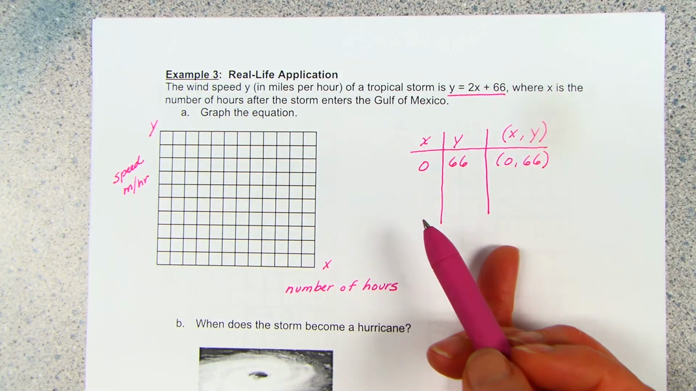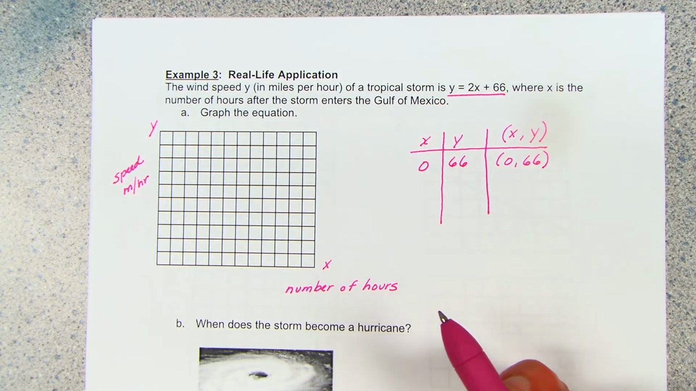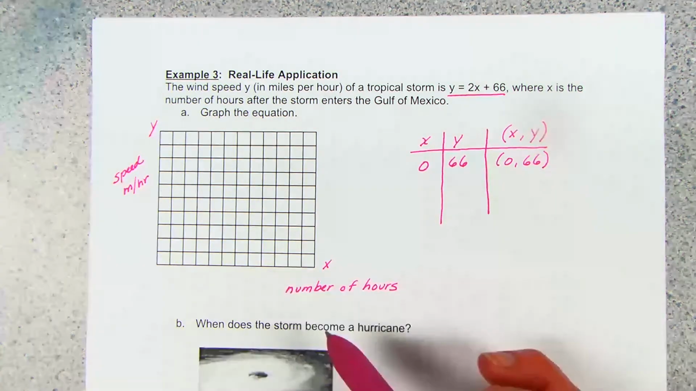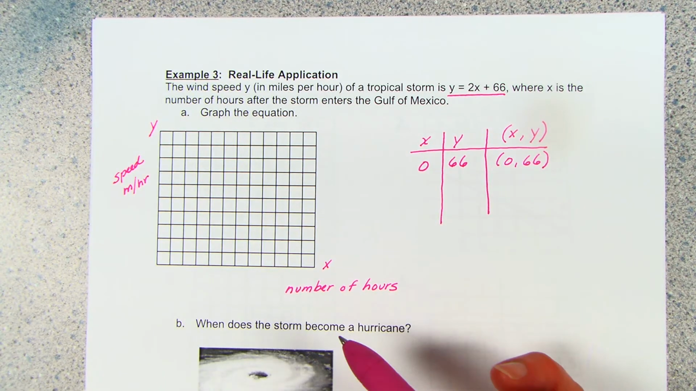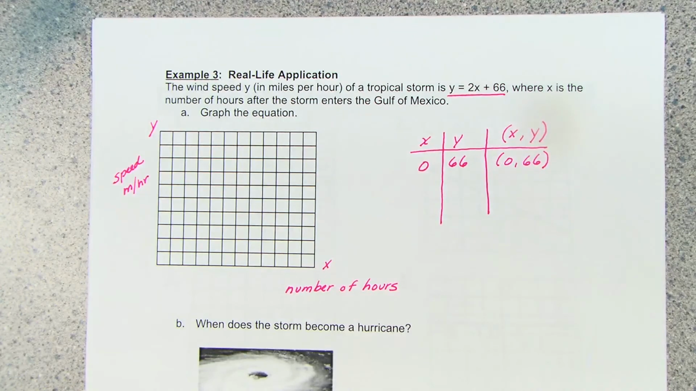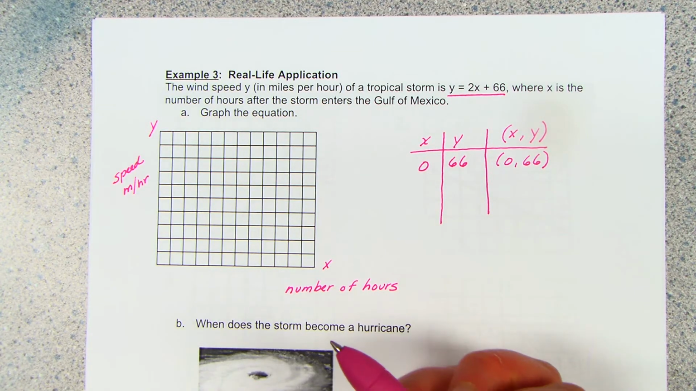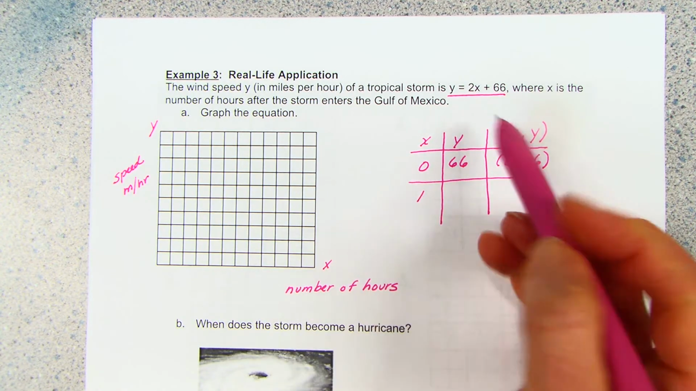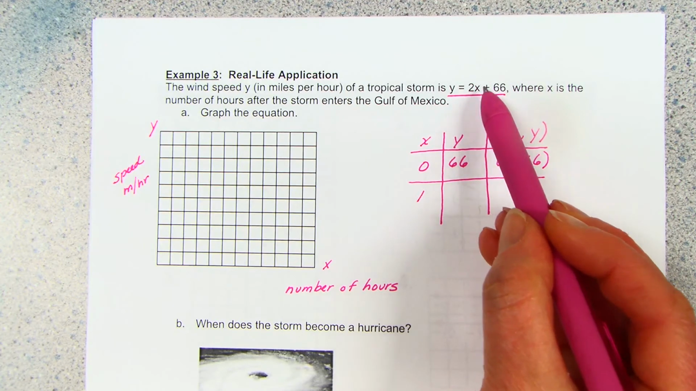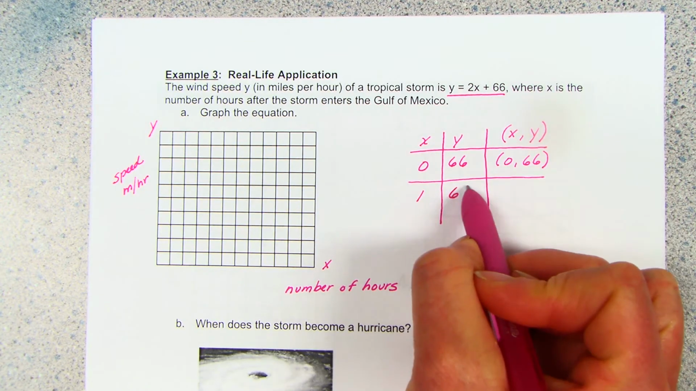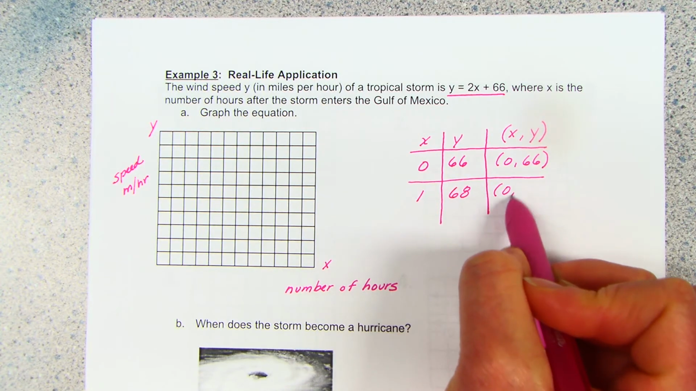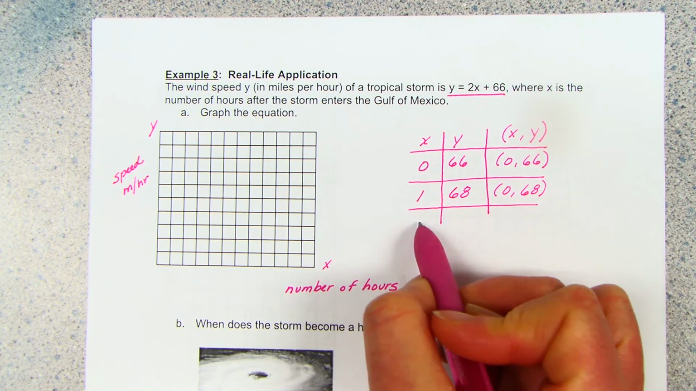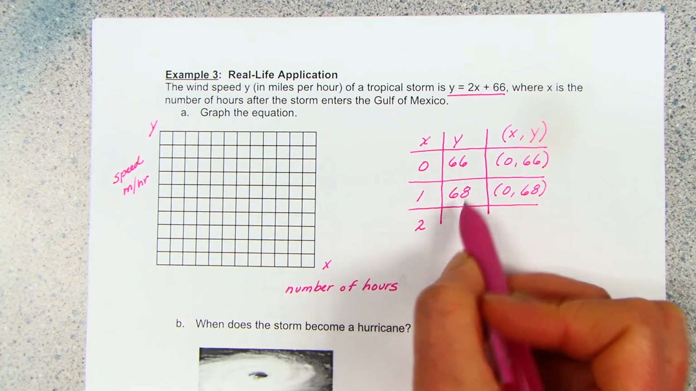Does it make sense to have any negative values in this chart? Can I have a negative number of hours? Not really. Okay, so just need to stick to positive numbers. And you can put in any that I want. I'll go ahead and put in 1. If I put in 1, then I've got 2 times 1 is 2, plus 66 is 68. And if I put in 2, I can see that's going up by 2, right?